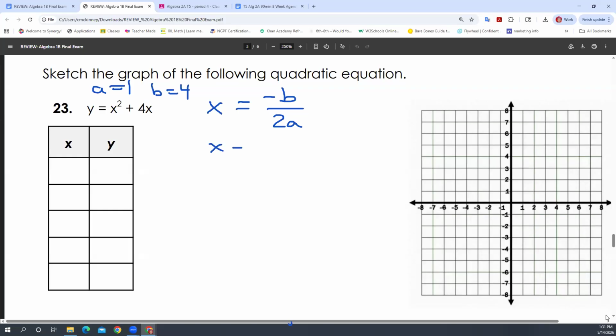So x equal negative 4 over 2 times 1. You can just leave it here, it's fine. So negative 4 divided by 2 is negative 2. So this is my axis of symmetry. That's going to help me make a good graph. So now I'm going to go over to my graph. I'm going to find negative 2 on the x-axis. And I'm going to make a vertical line going straight up and down.